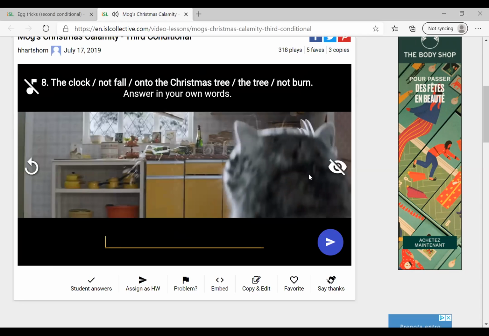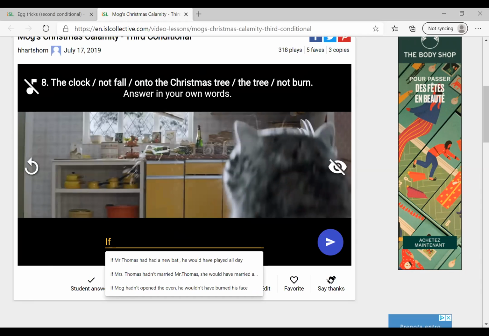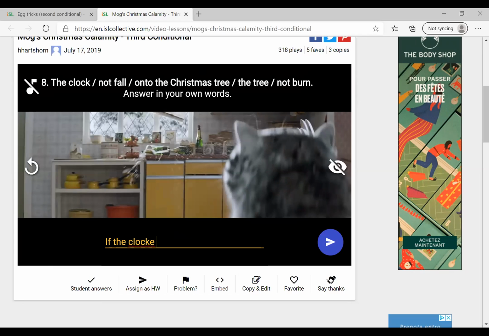Okay, and champagne also. Okay, let's go. Please. If the clock hadn't fallen. Fallen. Good. Fallen onto the Christmas tree, the tree wouldn't have burned. Wouldn't have burned. So let me just correct this wouldn't, because they will count it as a mistake.